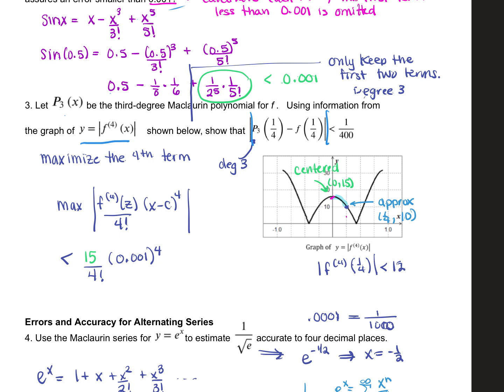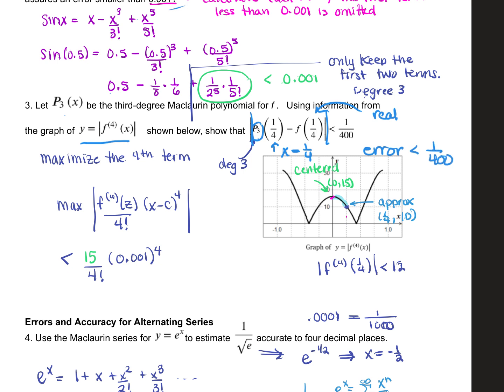Sometimes AP is going to write things that are pretty cryptic looking. But this right here says we're using the P3 Taylor polynomial, which means degree 3. This right here tells us we're plugging in x equals 1/4. And this right here is the real value. So what we're finding here is the error. We want to show the error in a P3 Taylor polynomial is less than 1/400.